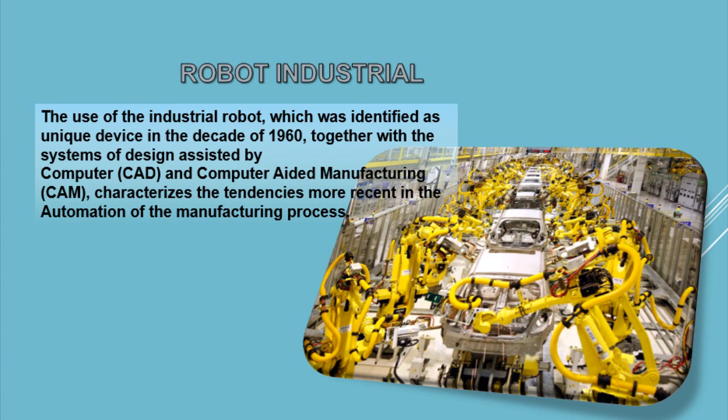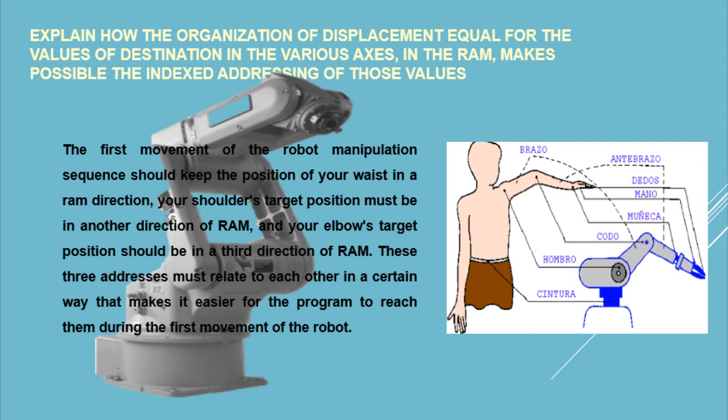The use of industrial robots, which were identified as a unique device in the decade of 1960, together with computer-aided design (CAD) and computer-aided manufacturing (CAM), can characterize the more recent tendency in the automation of the manufacturing process.